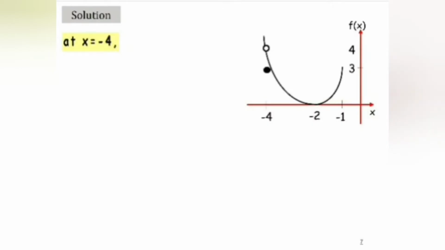To know whether the function is continuous at x equals -4 or not, you have to check the three conditions of continuity. The first condition is to find f(-4). So when x is -4, the function is 3. Second condition, check the left-hand limit and right-hand limit for -4.